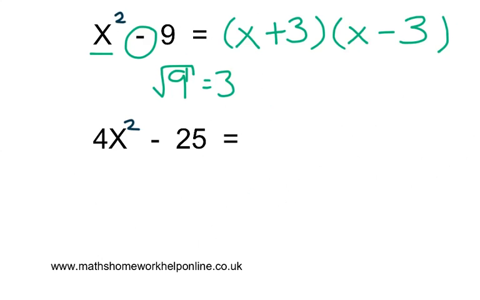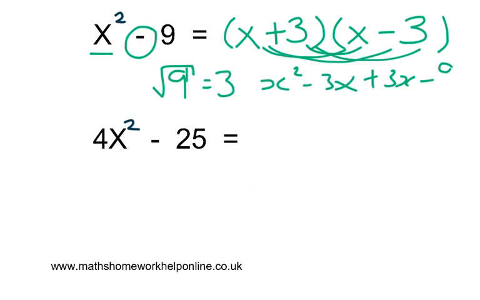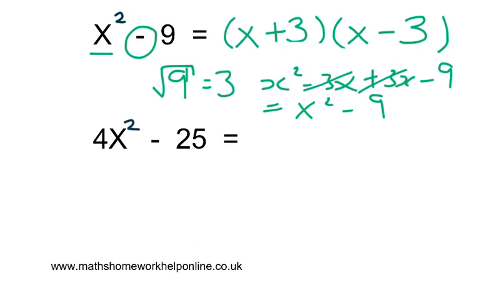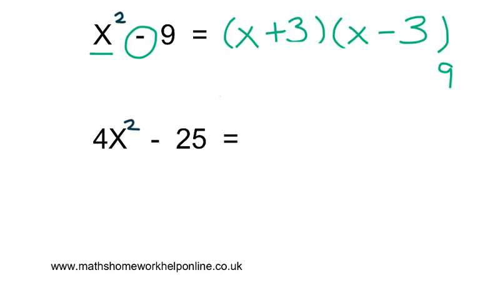So when we take this out of a bracket to prove it, we get x squared minus 3x plus 3x minus 9. So can you see the plus 3x and the minus 3x cancel each other out to give you x squared minus 9. So basically what we do is we square root the x squared term, and we square root the number term, and then we just put plus and minus, one in each bracket. So let's try this with the next one.